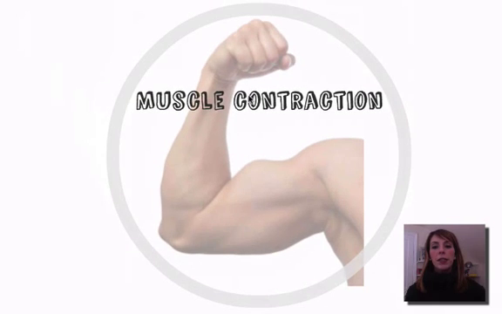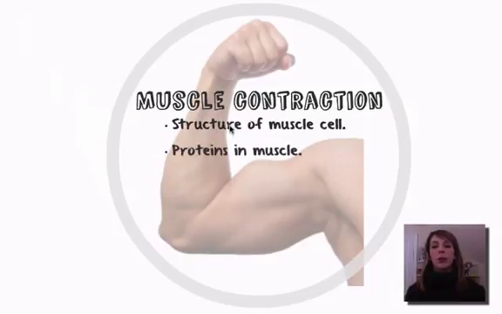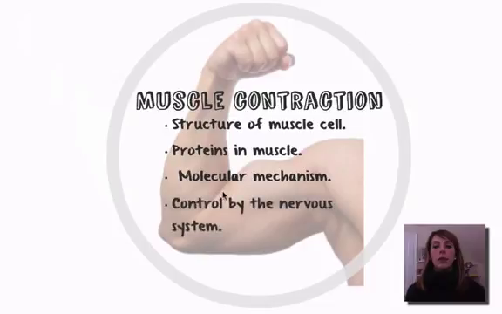Okay, so let's get into the details of muscle contraction. The first topic that we'll cover, just briefly, is the structure of muscle cells. Muscle cells are packed full of proteins, and those proteins are critically important for muscle contraction. So we'll take a look at the proteins, and then we'll look at the mechanism by which those proteins work to generate muscle movement. And then finally, we'll take a look at how your muscles are controlled by the nervous system.